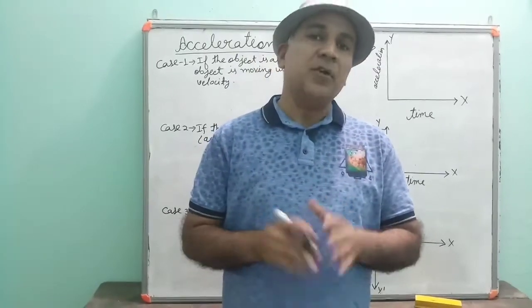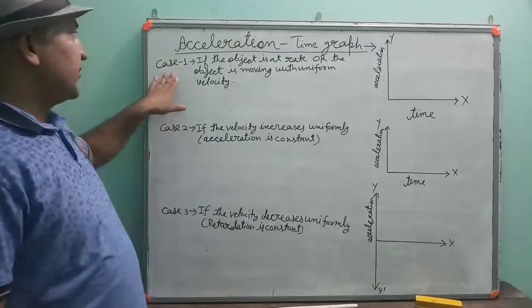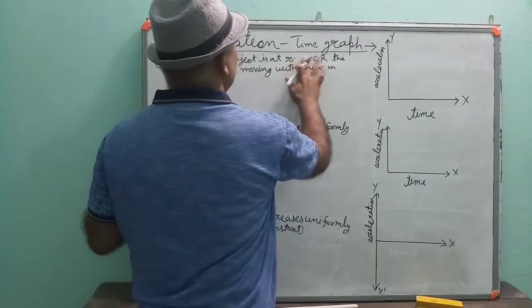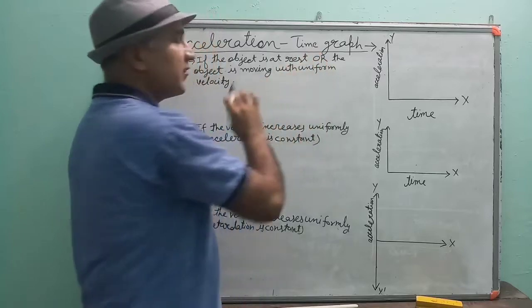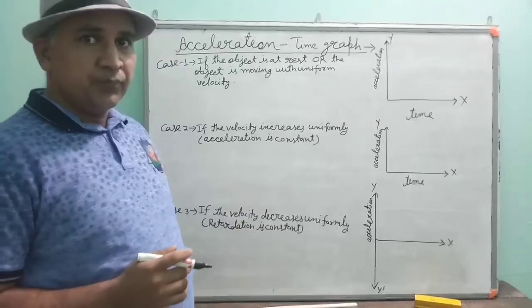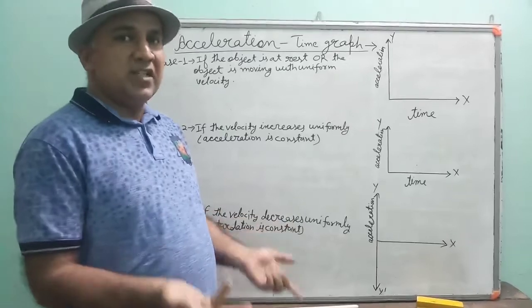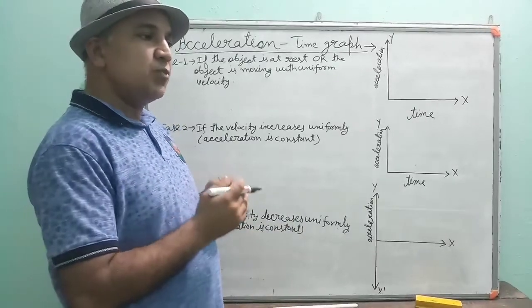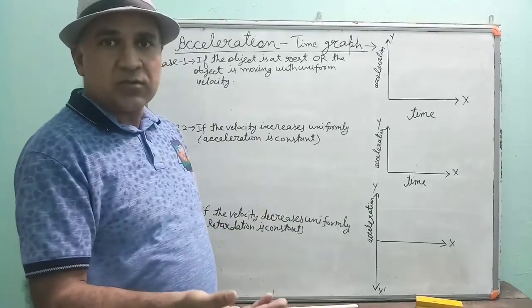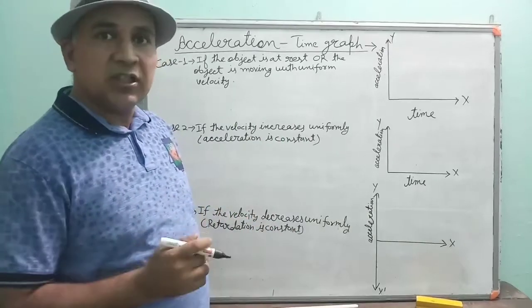With the help of this graph, we find the change in velocity, and we will see it through different cases. Case 1: the object is at rest, or the object is moving with uniform velocity. In both cases acceleration will be 0. If the object is not moving, acceleration is 0. If the object is moving with uniform velocity, the initial velocity is the same as the final velocity, so the difference between initial and final velocity is 0, which means acceleration is 0.